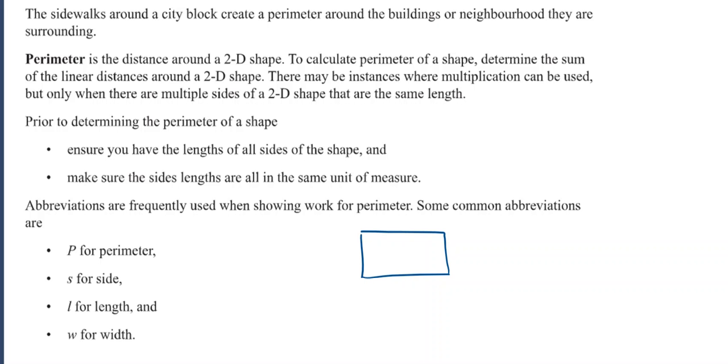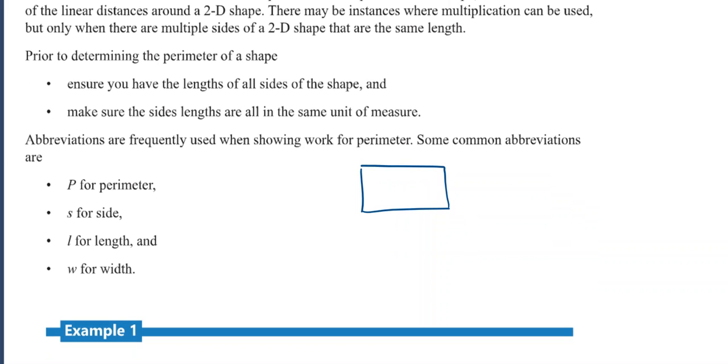So for a 2D shape, we will have different symbols for things. P is typically going to be the symbol we use for perimeter, so we'll say P is equal to something. S would be the side length. L would be for length, and W would be for width. So when you see those letters, that's typically what they stand for. Okay?